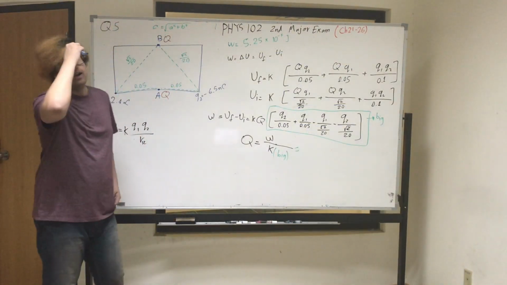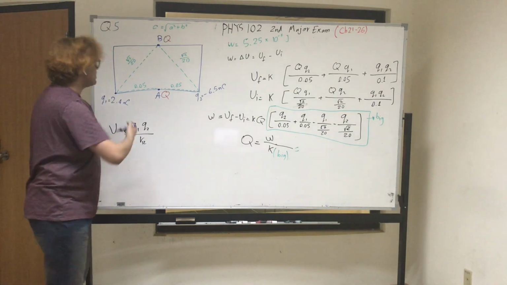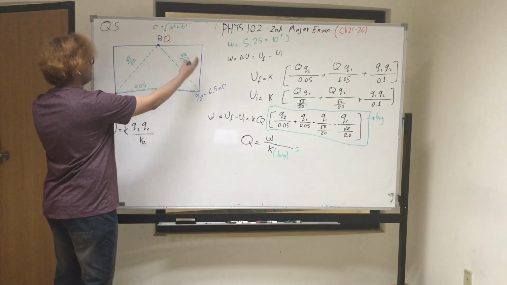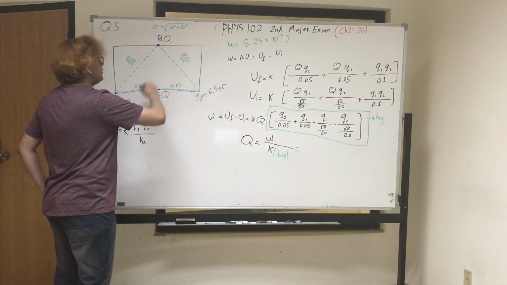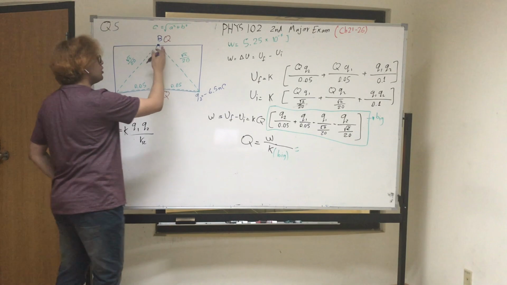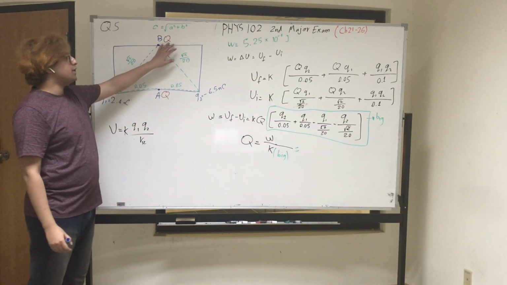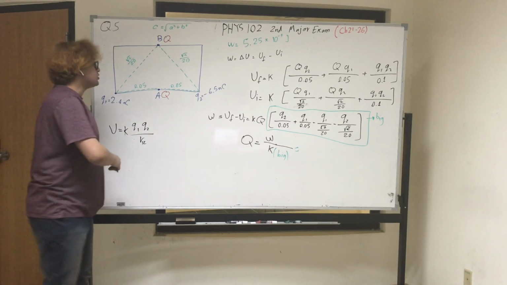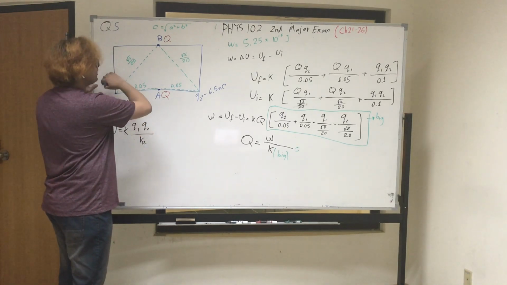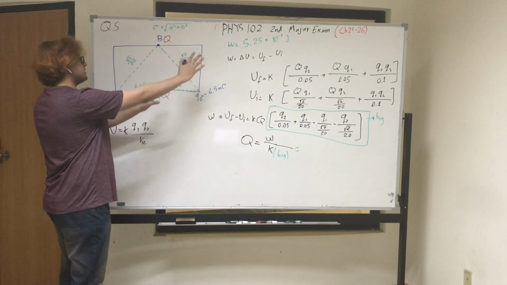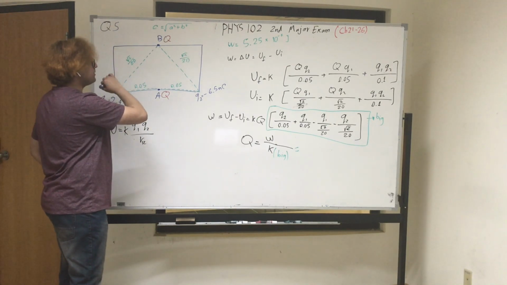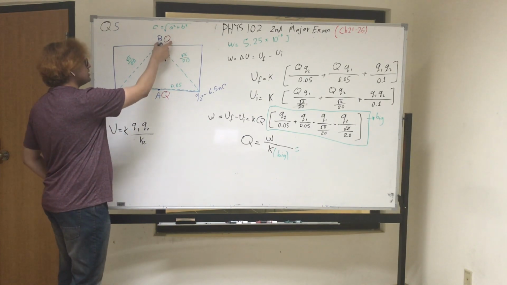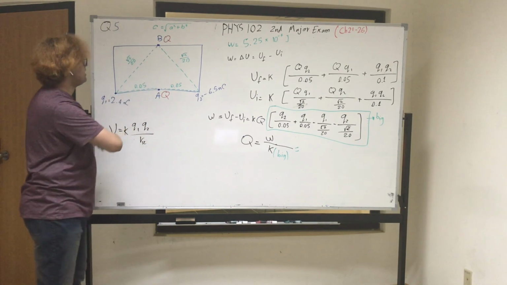Question number 5 is asking what is the value of this charge. So we have this rectangle, and we have an unknown charge. Let's call it Q. The charge Q, the red one, is unknown, and we're solving for this charge. We have some sort of electric field in this surface. The electric field is doing some work in order to translate this charge from point B to point A.